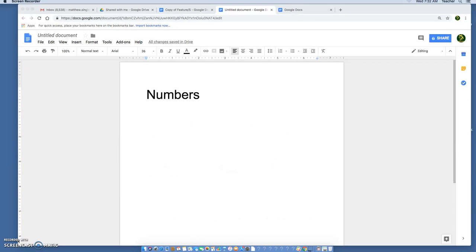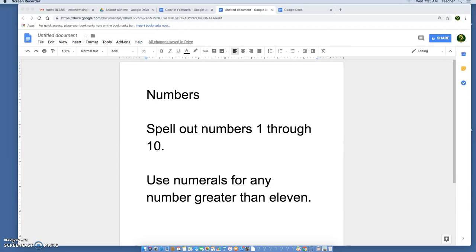Finally, let's talk about all other numbers. If we're not talking about dates, we're not talking about times, and we're not talking about ages, there's a simple rule to follow. The rule for other numbers, like the amounts of something, things like that, is simply this: spell out numbers 1 through 10. So I'm going to correct my sentence here. We would spell out the number 1 and we would spell out the number 10 and anything in between those two. And then when it's higher than 10, use numerals for any number 11 and greater.